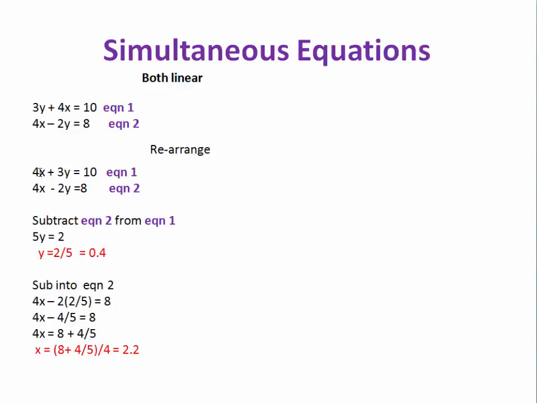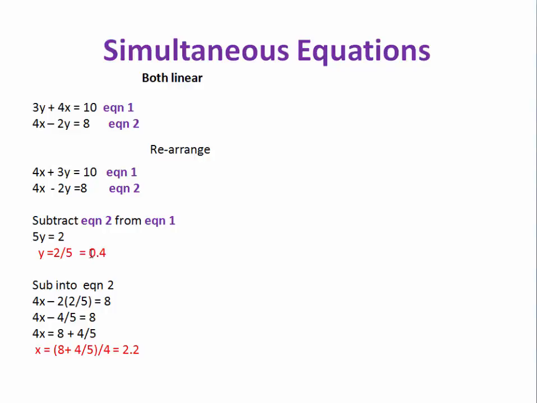So if we subtract, 4x minus 4x, we're left with 0. So that will get rid of our x's. Then we're left with the y's. 3y minus 2y is 5y equals 10 minus 8 is 2. 5y equals 2. Divide 2 by 5, so y equals 2 divided by 5, which is 0.4.